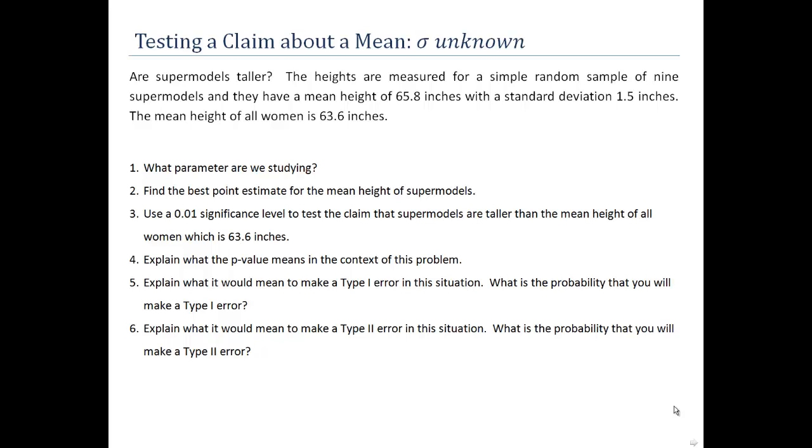The question that we're studying is, are supermodels taller? We've taken a random sample of 9, measured their height, and came up with a mean height of 65.8 inches and a standard deviation of 1.5 inches. Now just to be clear here, that 1.5 standard deviation is an s. It's from the sample. We're not claiming that it is the standard deviation of the heights of all women. We are given, though, that the mean height of the overall population of women is 63.6 inches. And with that background, we're going to look at a number of questions about this problem. We'll go through them one at a time.